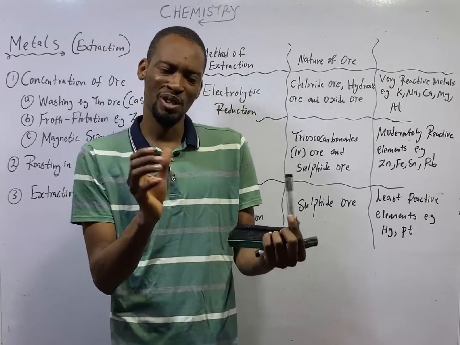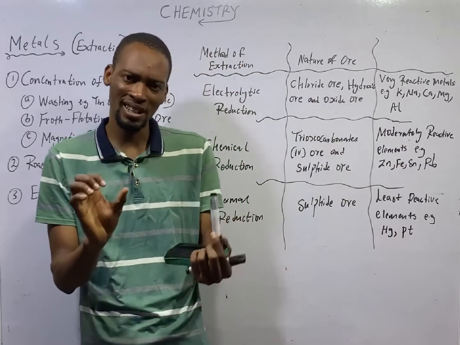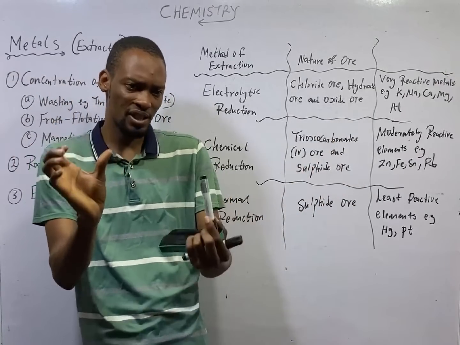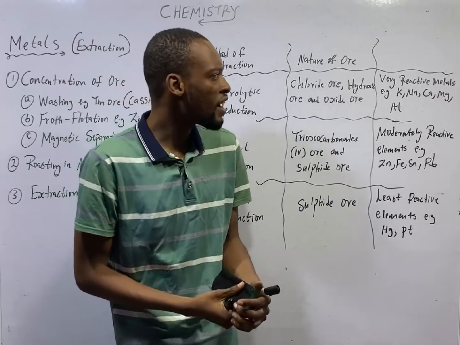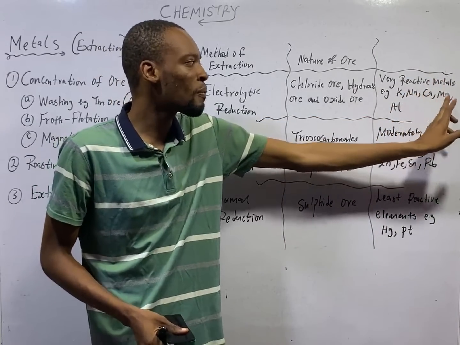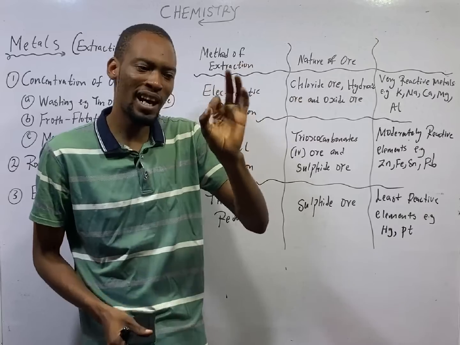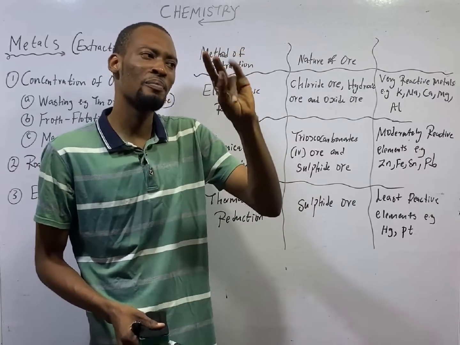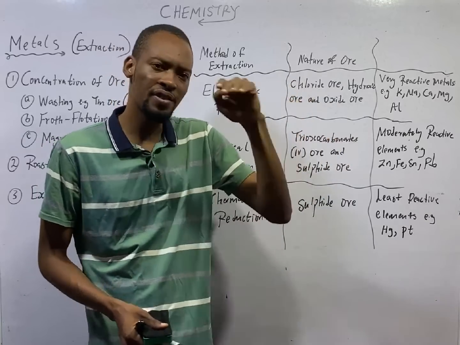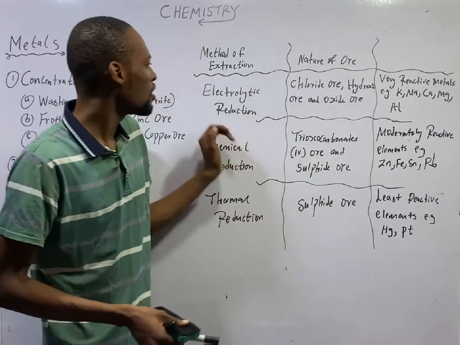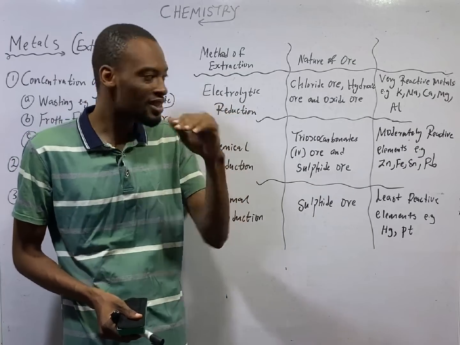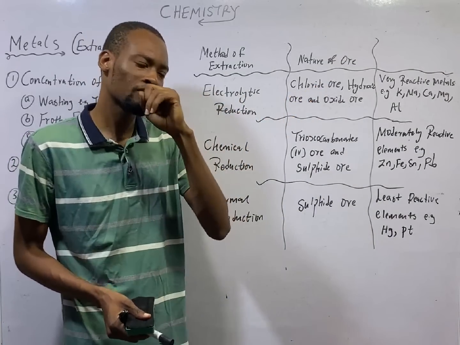The method we employ in extracting metal depends on how reactive the metal is. For very reactive metals like potassium, sodium, calcium, magnesium, and aluminium, the first five, they are very reactive metals. For them, we use electrolytic reduction, electrolysis, to reduce them.